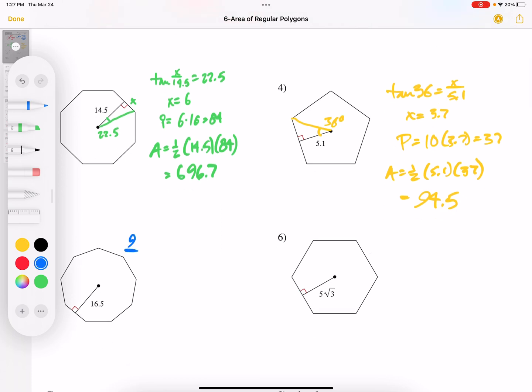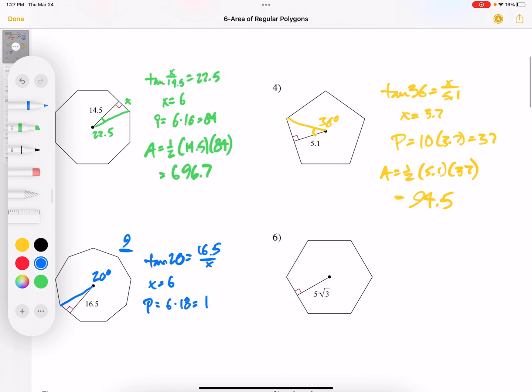Next, we have a nonagon, 9 sides. So this angle, actually, let's draw this over here. This angle winds up being 360 divided by 18, which is 20 degrees. So here it's tangent 20 equals 16.5 over x. So x is going to be about 6 again. My perimeter equals 6 times 18, which is about 108. So my area is 1/2 little a, 16.5, times the perimeter of 108.